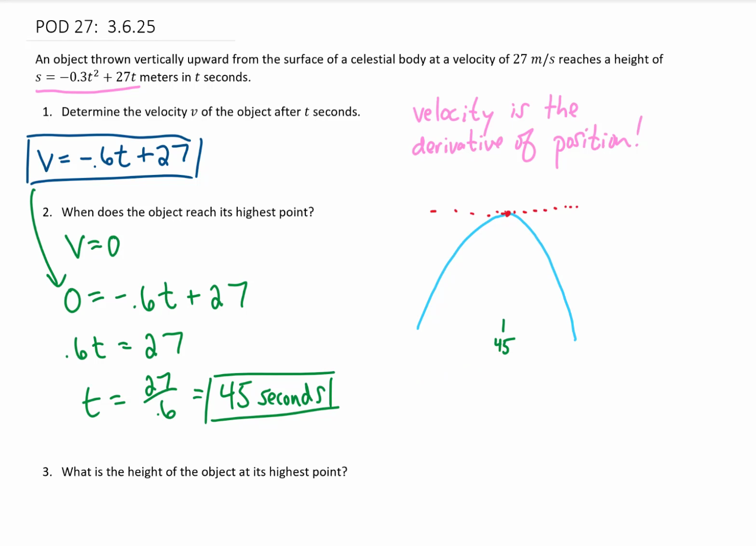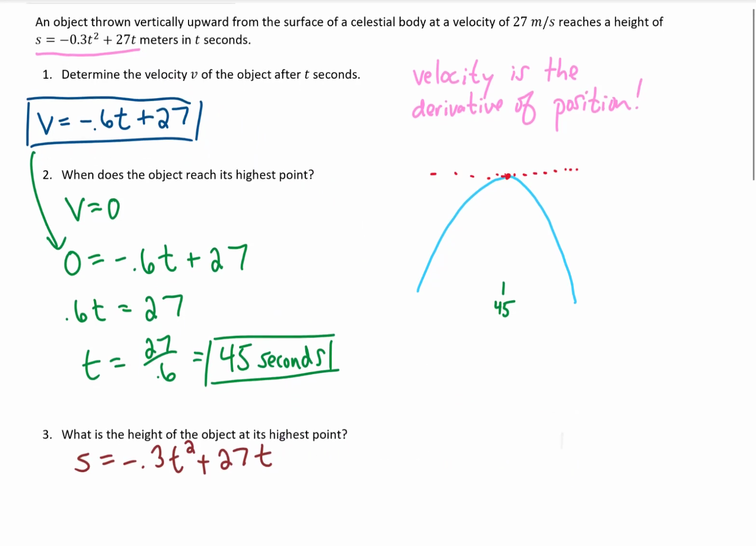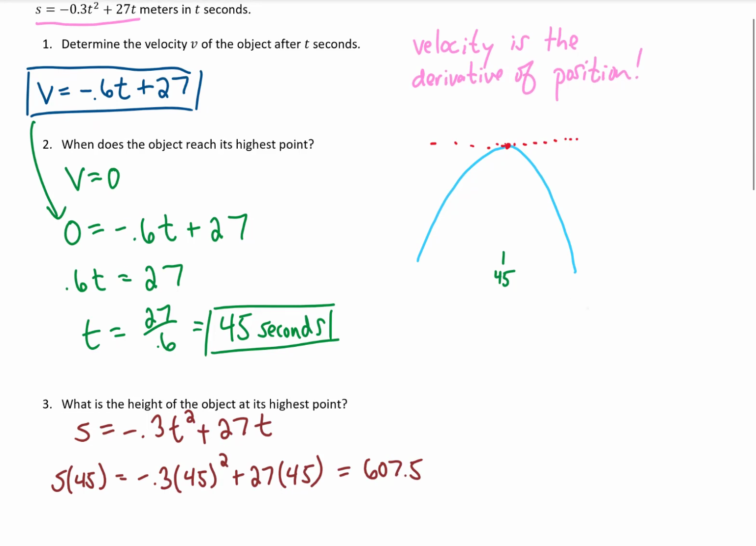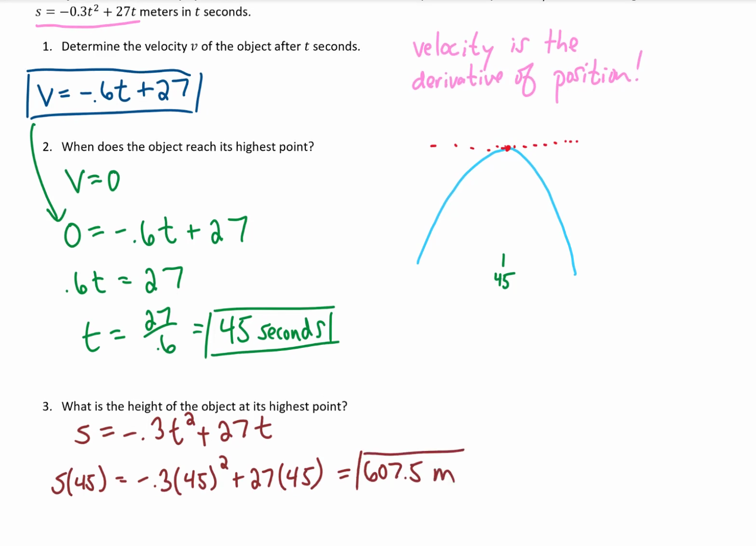And the next question asks us, what is the height of the object at this highest point? So we know that this object reaches its maximum height at 45 seconds, but what is the height? So do we have a function that will give us the height of the object? Yes, it was this original function back here, this s. So if we want to find the height of this object at its maximum height, we just need to plug our 45-second mark into that original function. The notation for that would be s of 45. And when I plug all of that into my calculator, I get 607.5. And we have to go back to the original problem for our units. It looks like our units should be meters as our maximum height.